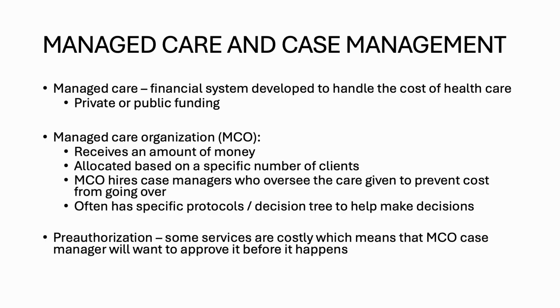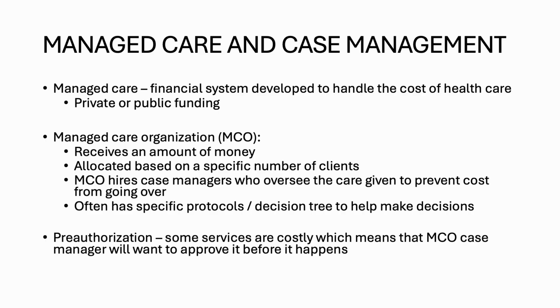So let's say your agency says they're going to service 50 people, right? So then this money comes in for those 50 people. The MCO will hire case managers who oversee the care given to prevent costs from going over. So from here, it's kind of like we know that every person gets a certain amount of money, right? And we do not want to go over that.